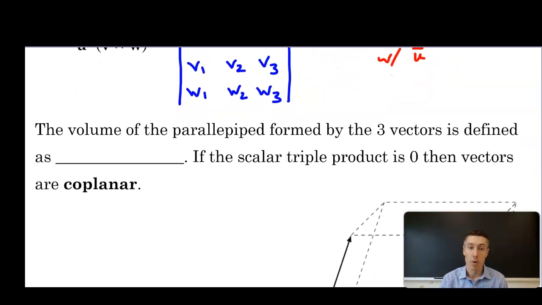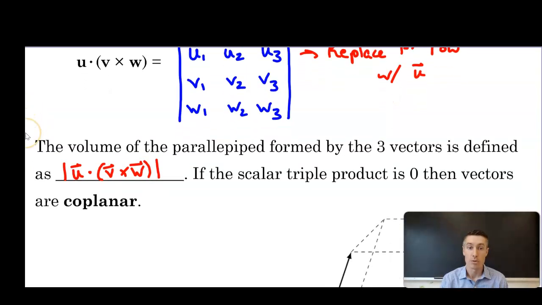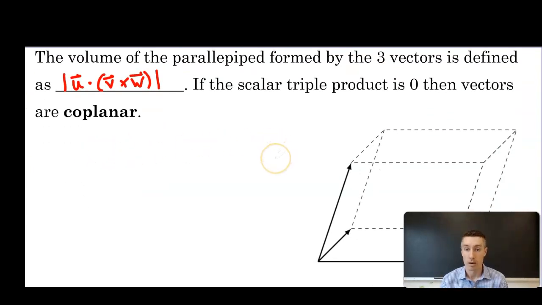Now, the volume of a parallelepiped formed by the 3 vectors is defined as the magnitude of U dot V cross W. And really it's an absolute value since the dot product is a scalar. So what that means is the scalar triple product can be used to find the volume of a parallelepiped. Now that word is new. All that means really is a prism that has faces that are parallelograms, like you see in the diagram here.